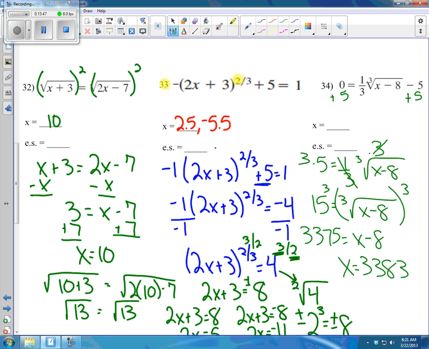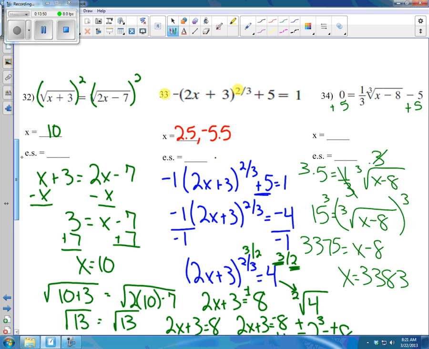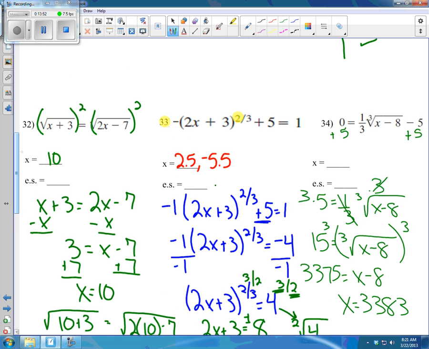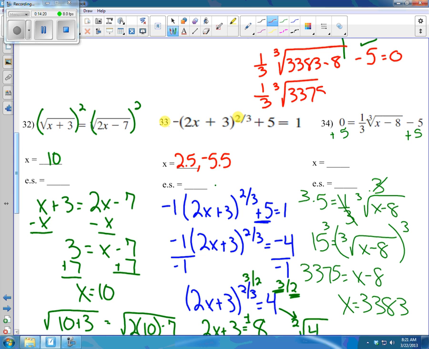So now I just want to see, does that work? So for this problem, I'm going to plug that in, and I'm actually going to do that right above the original problem. So if I take 1/3 times the cubed root of 3,383 minus 8, and then subtract 5, do I get 0? So the cubed root of 3,383 minus 8, well, when I do my subtraction inside the cube root, I get 3,375. And when I take the cubed root of 3,375, I get 15.